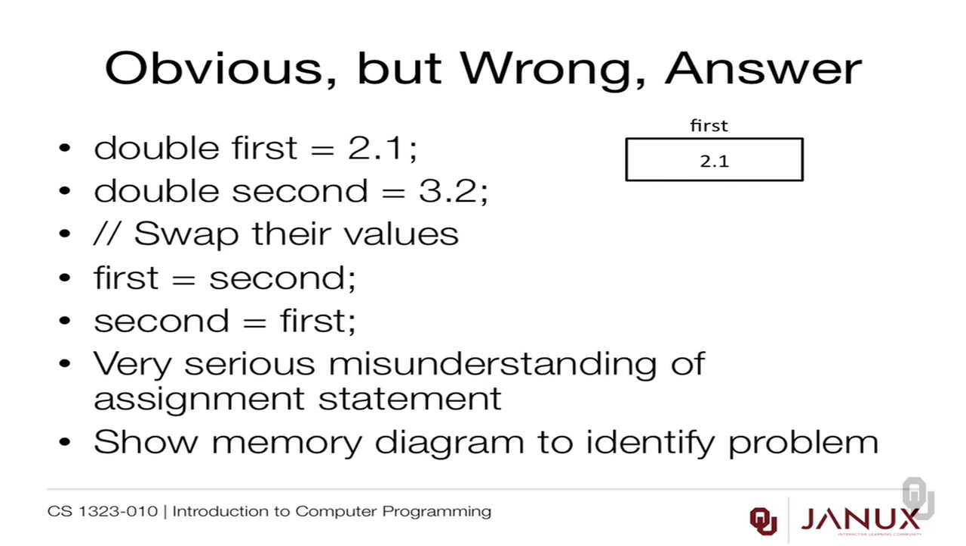Well, first contains 2.1. So remember, first gets its own box because it's a double. Second contains 3.2. Now when we say first equals second, what we do is we take the value that's in second and we copy it to first. So the value that's in first is gone forever. We cannot get it back. And the value in second now sits in first. So if you look at this point, we have two copies of 3.2 and no copies of 2.1. So when we try to do second equals first to get that 2.1 back, it doesn't work. All that happens is that 3.2 is copied to second. Well, second is already 3.2, so that simply cannot work.